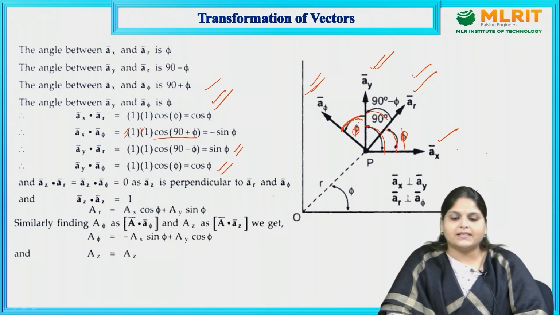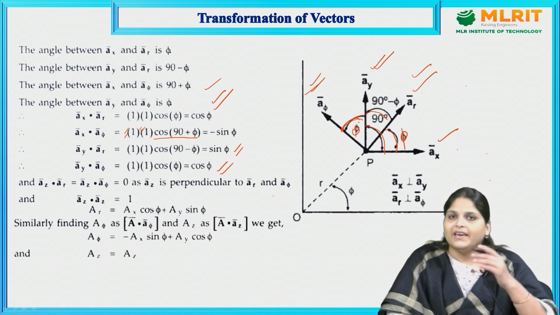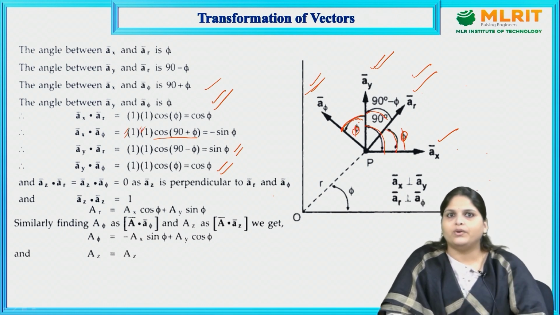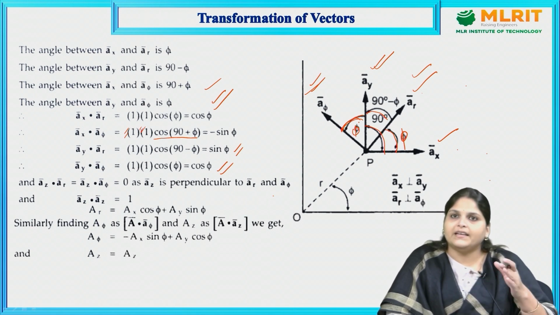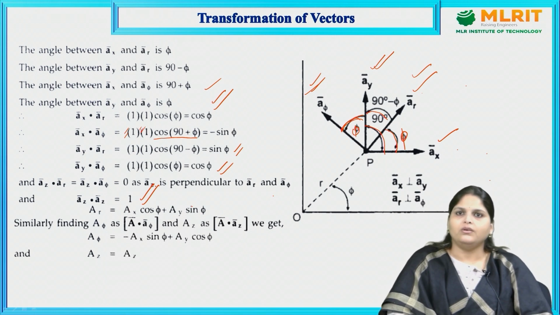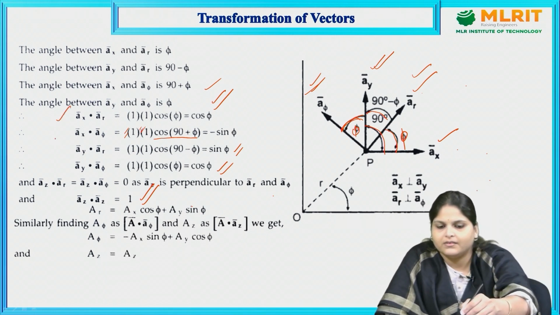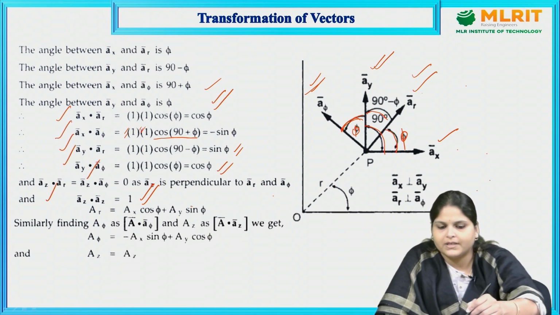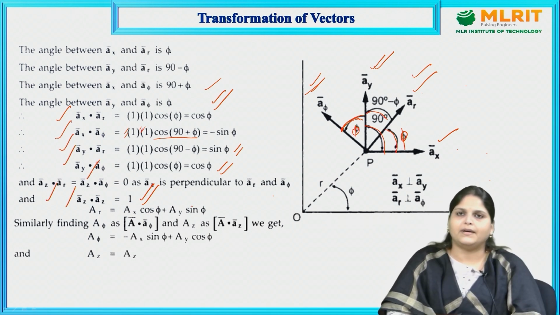If you see az dot ar, it equals az dot a phi. They are both equal to 0 because az is perpendicular to ar and a phi, right? And az dot az, because they are in the same direction, becomes 1, right? So we have these seven points. By using them we can find out the angles, right?